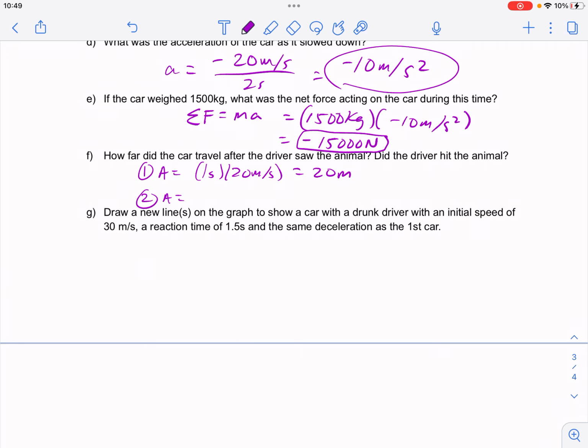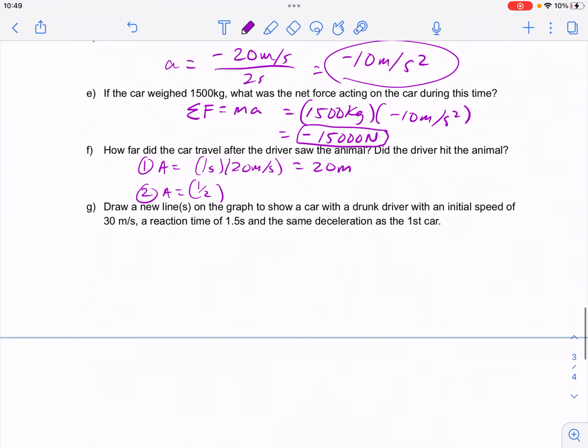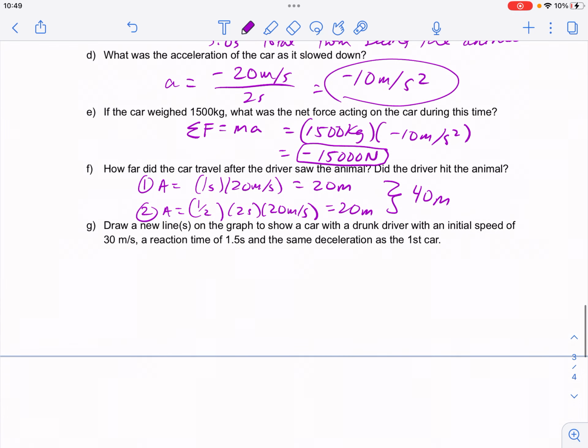And in the second part, it's a triangle, so it's 1/2, and then it's 2 seconds long, and it's 20 meters per second high. So that's 1/2 times 2 times 20, which is 40, and then 1/2 is 20. And so in total, the driver traveled 40 meters, and so they did not hit the animal because we said the animal was 50 meters away.